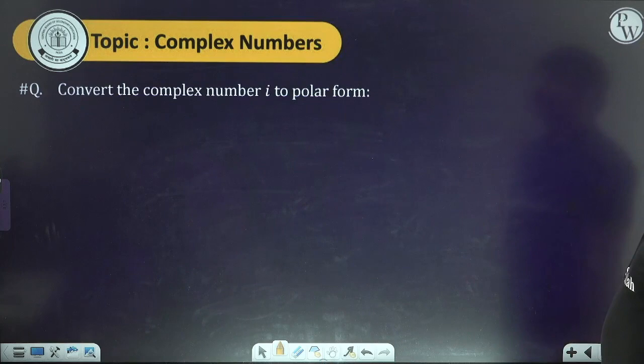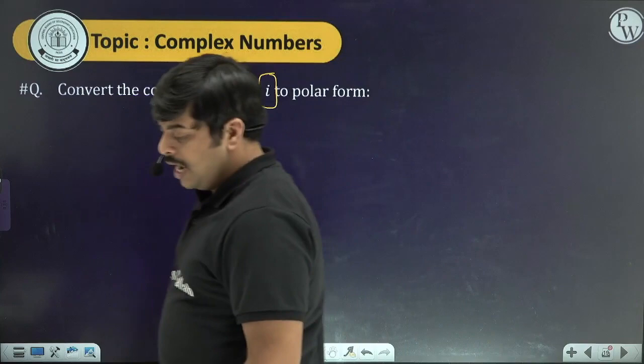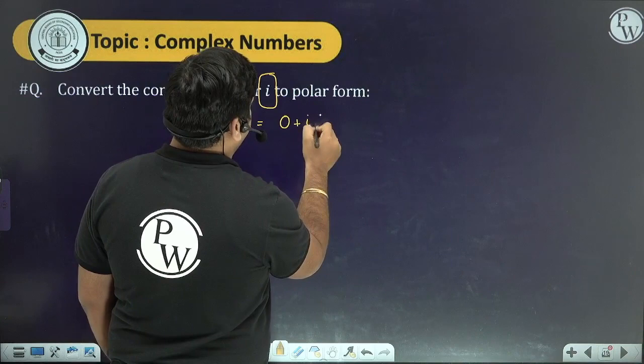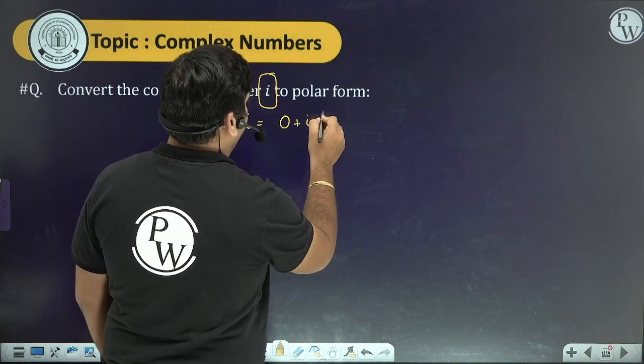Convert the complex number i to polar form, right? This is important. Why? I'll tell you. The number i, in the sense, people, is 0 plus i times 1. That's the meaning, right?